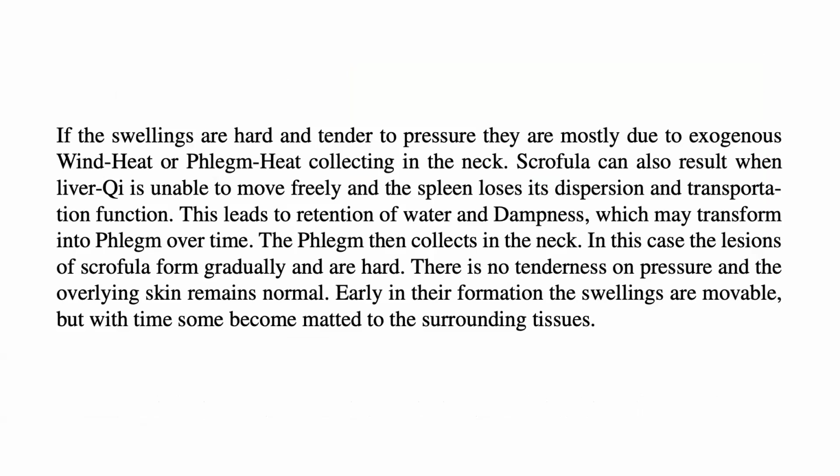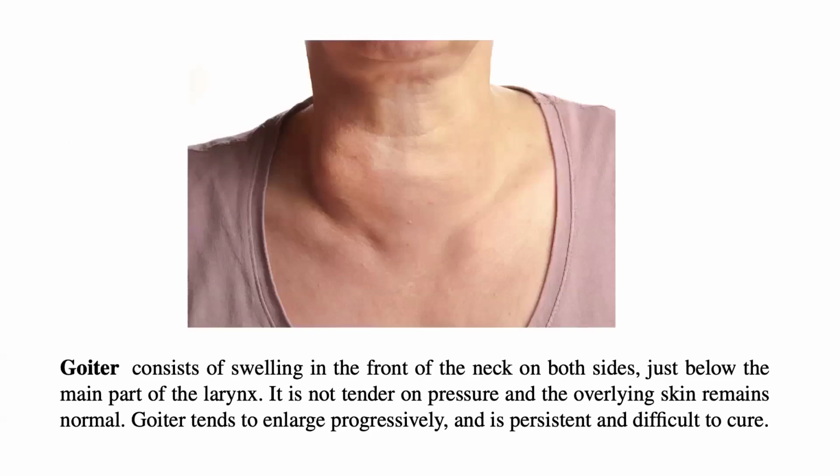In this case, the lesions of scrofula form gradually and are hard. There is no tenderness on pressure, and the overlying skin remains normal. Early in their formation, the swellings are movable, but with time, some become matted to the surrounding tissues. Goiter consists of swelling in the front of the neck on both sides, just below the main part of the larynx. It is not tender on pressure and the overlying skin remains normal. Goiter tends to enlarge progressively and is persistent and difficult to cure.